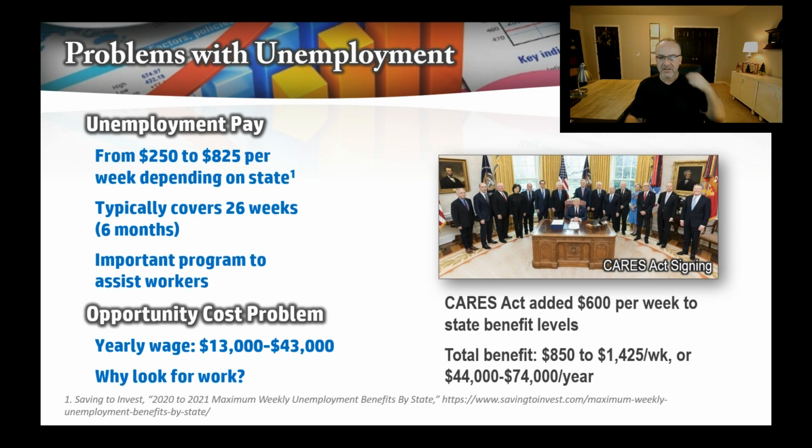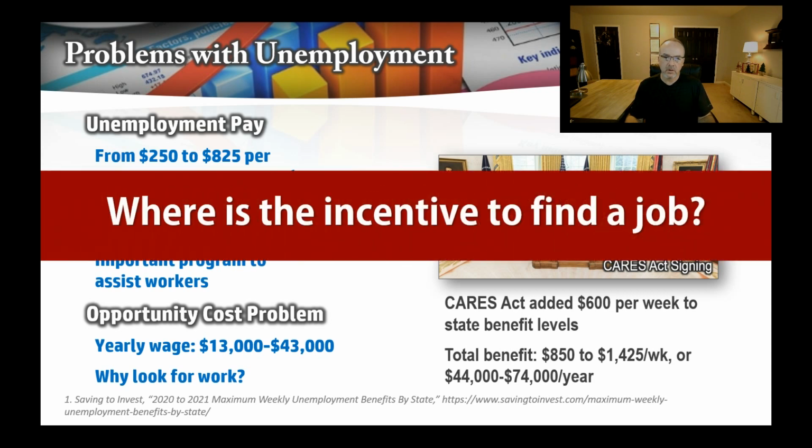Now remember, I said $42,000 of adjusted gross income, that's after all of your deductions, is top 50% in America. So we are creating a problem here because the opportunity cost is so low for being out of work that there really is no reason to go back to work. Why should I hurry up and get back into the workforce and pay taxes and earn income if I can sit around and fill out a form every week and say I looked for a job and get $44,000 to $74,000 a year? What is the incentive then to find a job?